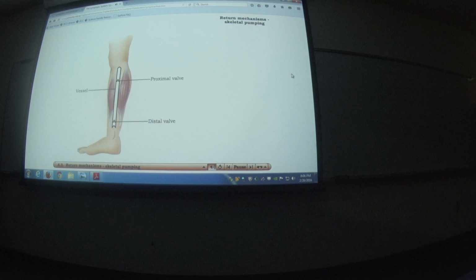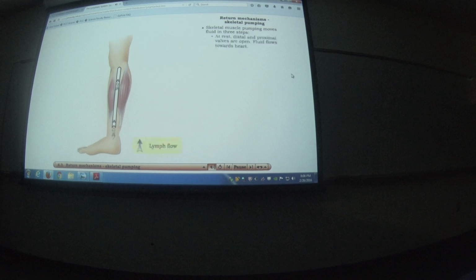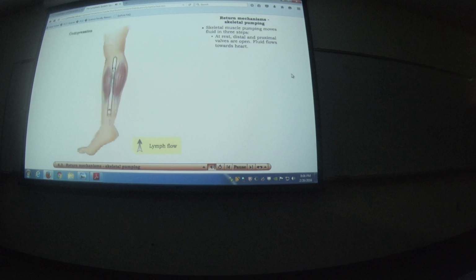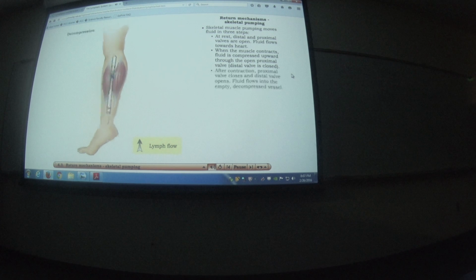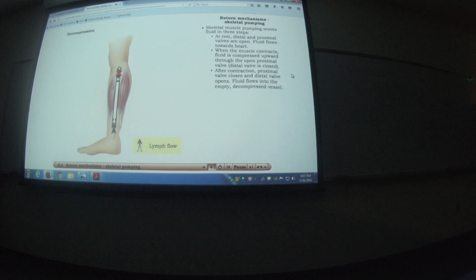Valves in the lumen of lymphatic vessels and veins keep flow proceeding in one direction. The pumping moves fluid in 3 steps. 1. At rest, both valves are open and fluid flows toward the heart. 2. Muscle contraction compresses the vessel, pushing fluid through the open proximal valve. The distal valve is closed, preventing backflow. 3. As the muscle relaxes, the proximal valve closes and the distal valve opens, resuming flow. This process essentially milks the fluid from the vessel, transporting it toward the heart.